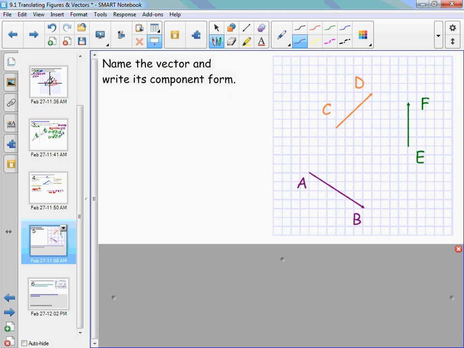In this example, we are asked to name the vector and write its component form. So we'll start down here with the purple one. Our beginning point is point A, and our ending is B. So we have the notation part. Again, we're going to have our pointed brackets, and we look at the horizontal change. So we go over 1, 2, 3, 4, 5, 6, and we go down 1, 2, 3, 4, and since it's down, we do negative 4. Now try writing the vector form for the orange and the green vectors.